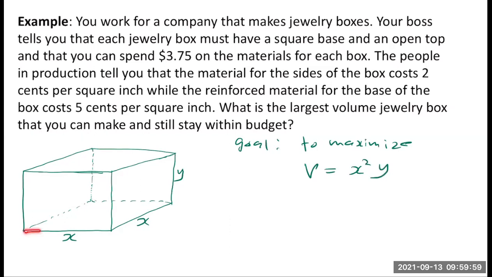The volume of this box would be the area of the bottom, which is x squared, times the height, or the length times the width times the height. That is the volume. I want to maximize this. Again, the problem is that I have two variables. Now I need to find a way to get rid of one variable.